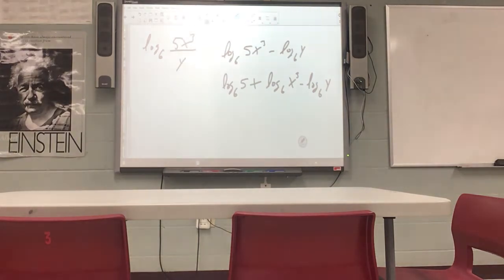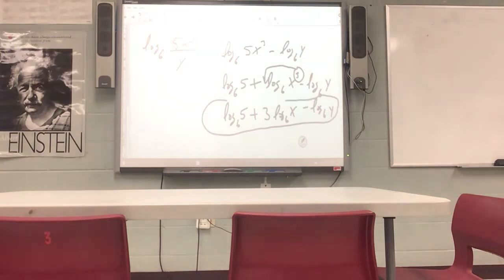Now I just got one thing left to do, and we were talking about it. It's the power property, and all the power property says is you take that power and you bring it down as a coefficient. So I'm going to drop down my log base 6 of 5 plus 3 log base 6 of x minus log base 6 of y. And that's it. You expanded that.